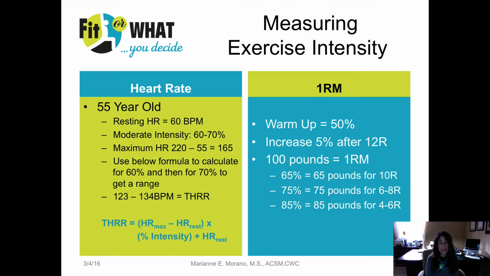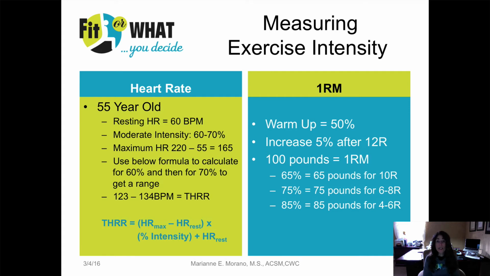So what that means is if I am a 55-year-old person and my resting heart rate is 60 beats per minute, when I'm working out, if I want to work at 60 to 70% of my maximum, which is a moderate intensity, I want to keep my heart rate somewhere between 123 and 134 beats per minute. Again, it's an estimate. It can be different depending on your own physiology, but it's a good estimate to use. So you have to know how to calculate your heart rate.